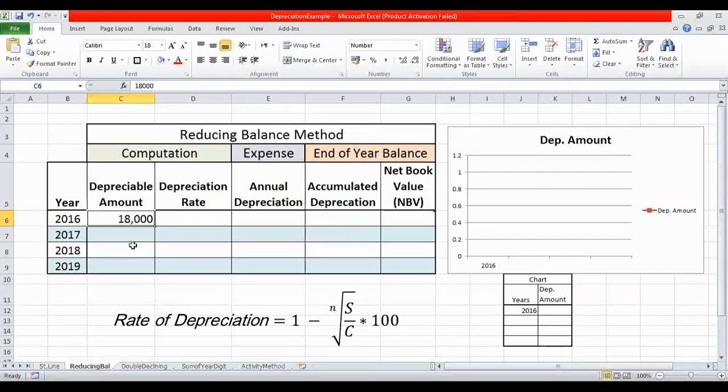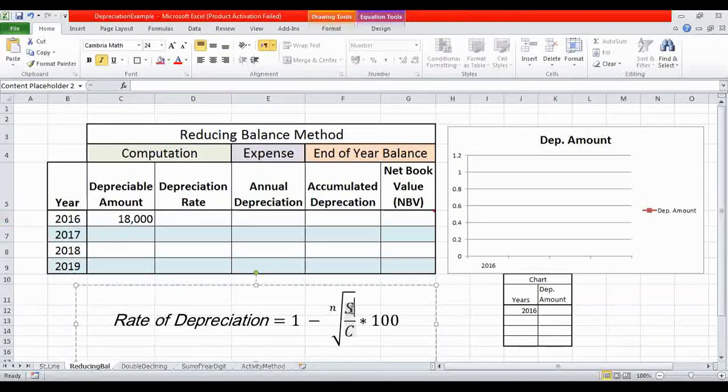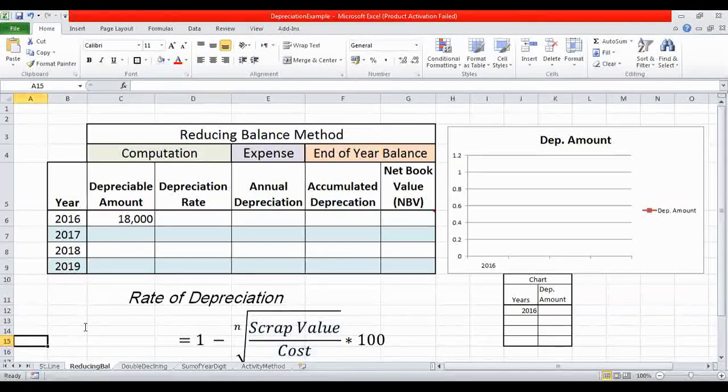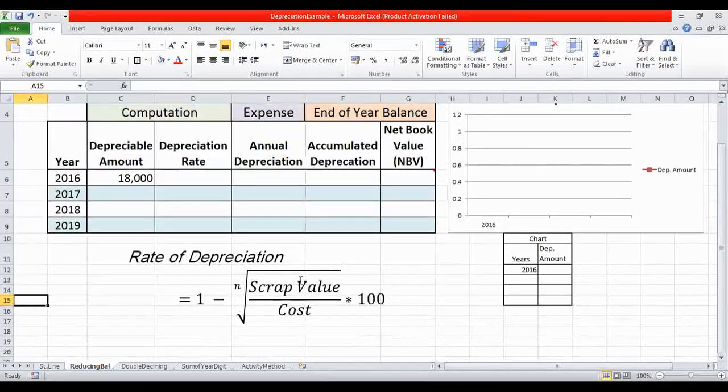Now, in this case, when we are going to calculate the depreciation rate, the formula to calculate the depreciation rate is given to us over here. It is 1 minus nth root of scrap value. This S represents scrap value, and this C represents the cost. So the formula becomes something like this: rate of depreciation is equal to 1 minus nth root of scrap value over cost, times 100.